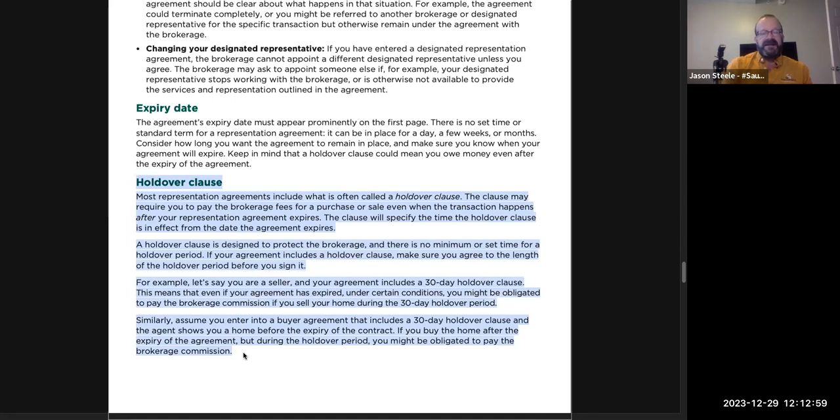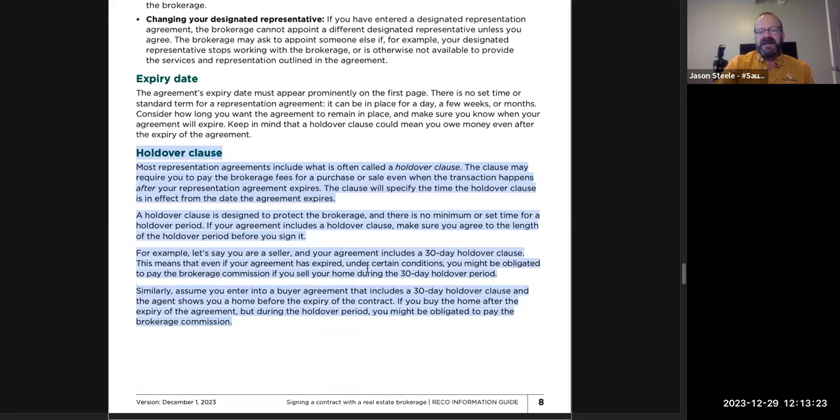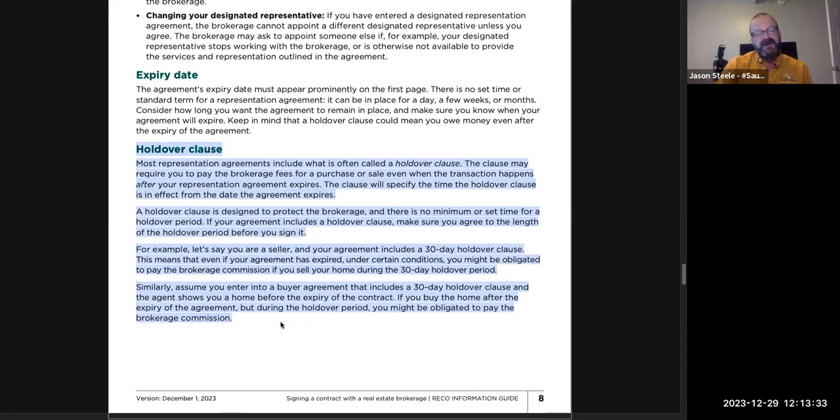And what I mean by that is, if a listing has expired with one brokerage and they call in another brokerage, this is where the holdover clause is very important. It's designed to protect the brokerage, and there's no minimum or set time for a holdover period. For example, if you're a seller and your agreement includes a 30-day holdover, this means that even if your agreement has expired, you might be obligated to pay the brokerage a commission if you sell your home during that 30-day period. And the same goes for a buyer.